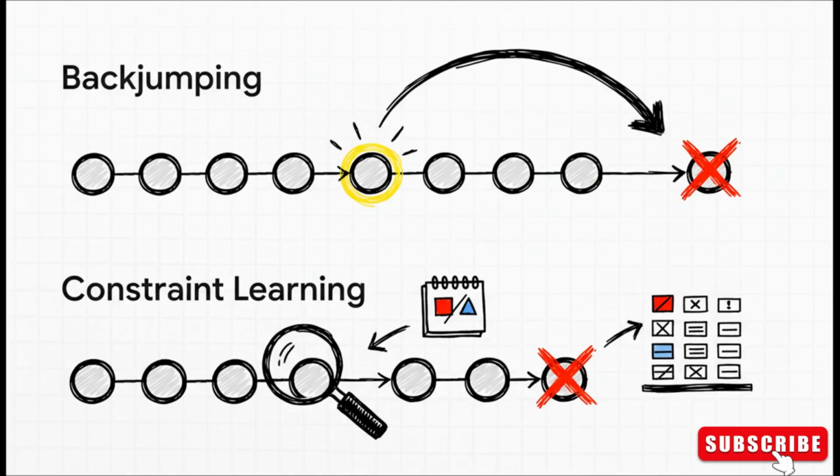Then there's constraint learning, which is just amazing. It's like the algorithm literally takes notes. When it fails, it records the exact reason why it failed and adds that as a new constraint, a new rule. That way, it guarantees it will never make that same stupid mistake again. These two techniques can take a solver that's crawling and turn it into a lightning-fast problem-solving machine.